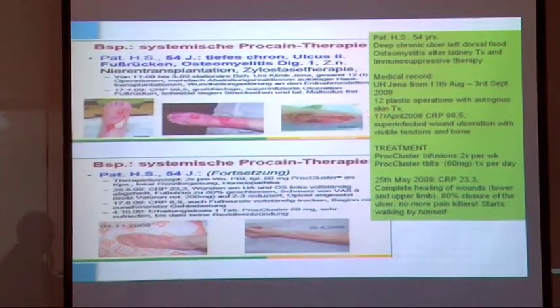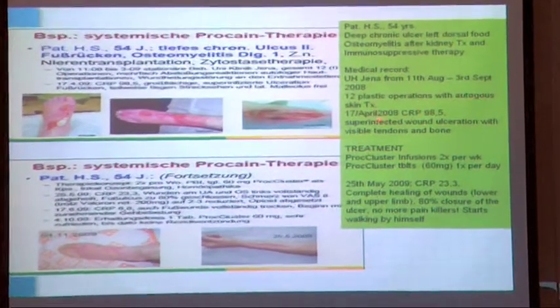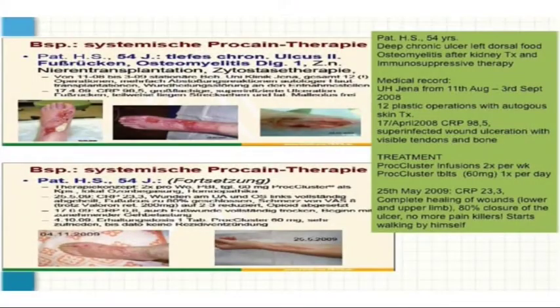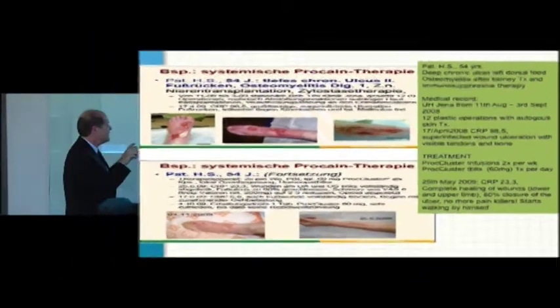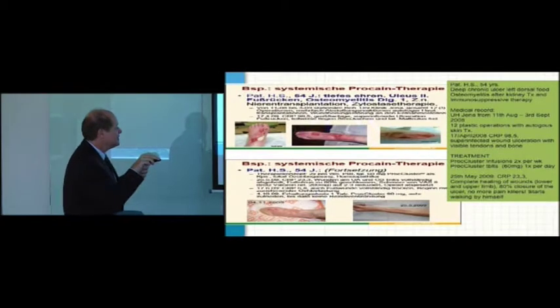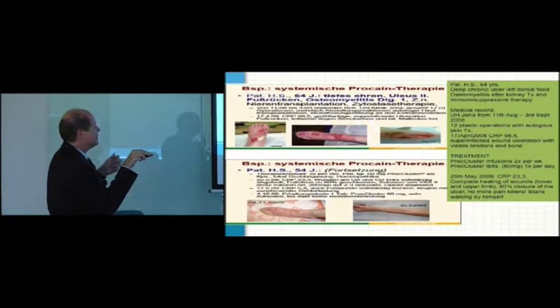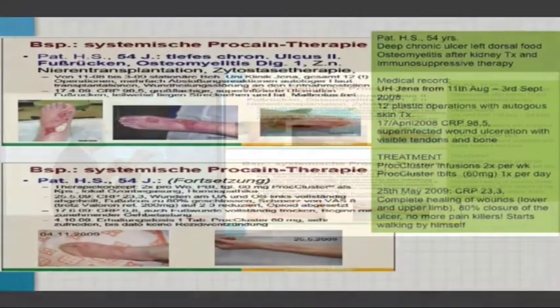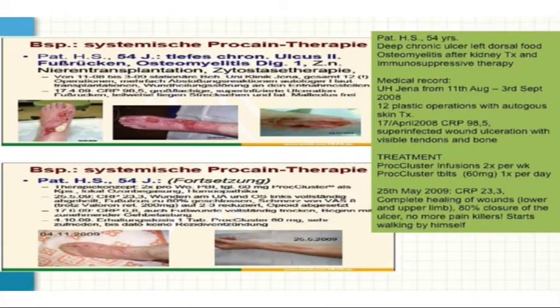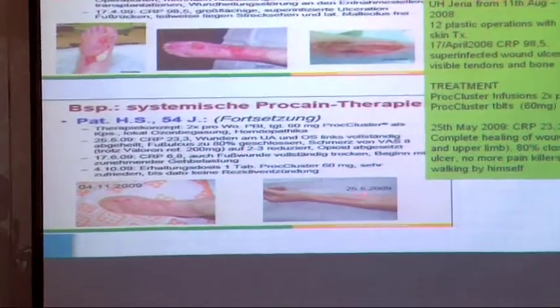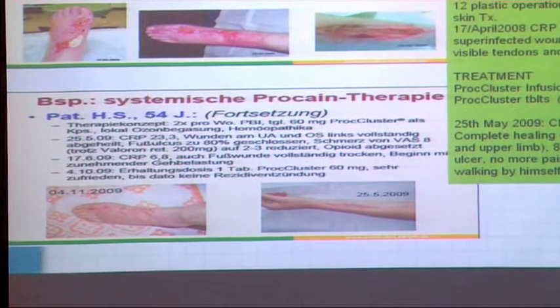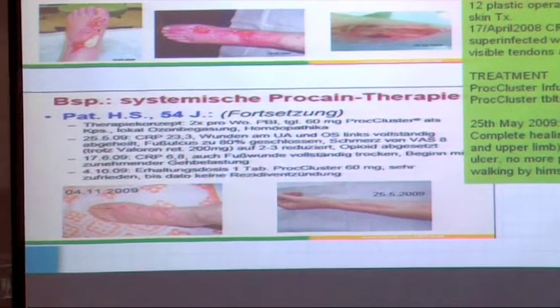He had 12 plastic operations with autologous skin transplants. It always superinfected wound ulcerations. There is no way they wanted to go on with that. So they treated him then with the procluster infusions twice a week and tablets. And you see both sides, at the forearm and the lower extremity, healed off just by giving these infusions.